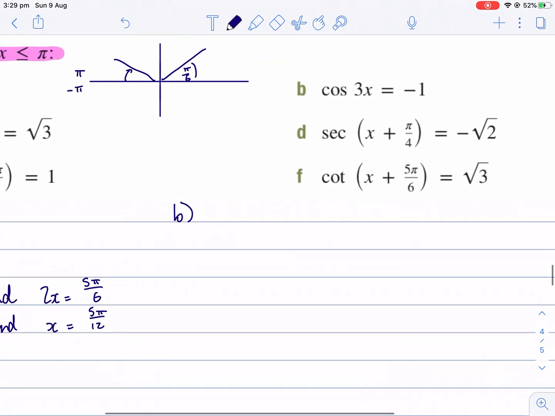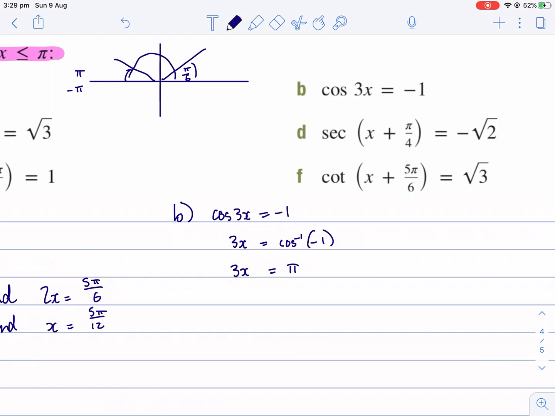Question B. We've got cos 3x equals -1. So 3x equals arc cos of -1. Now cos comes out as -1 at pi, because that's when it's going to be -1/1. Let me get rid of that. So x equals pi on 3.